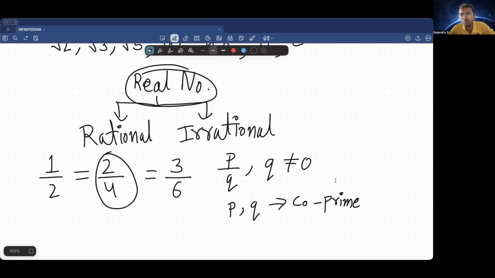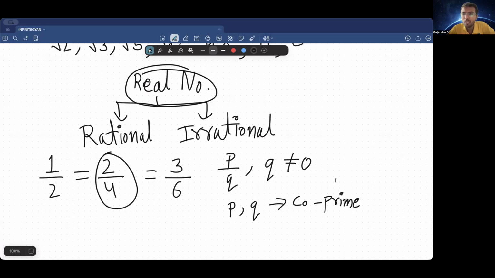Yes, right. So we can write 2 as 2 by 1, so it can be represented in the form of p by q, right? So obviously this statement is true, because we can take any integer a, and it can be expressed in the form of a by 1, and so it is a rational number.